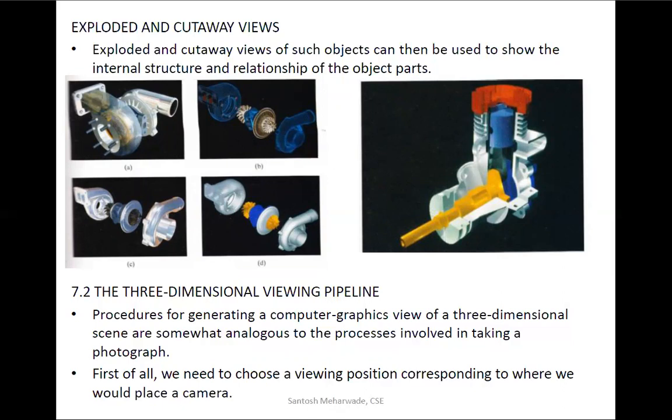Here, the procedures for generating the computer graphics view of a three-dimensional scene are somewhat analogous to the process involved in taking a photograph. Normally we take photographs, right? In the same sense, we are going to apply these procedures in computer graphics viewing. First of all, we need to choose a viewing position, corresponding to where we would place the camera.